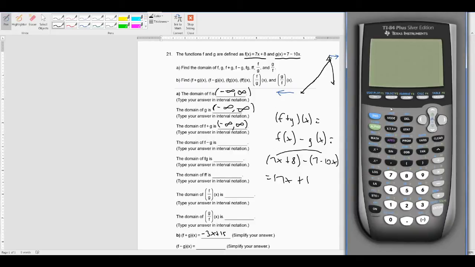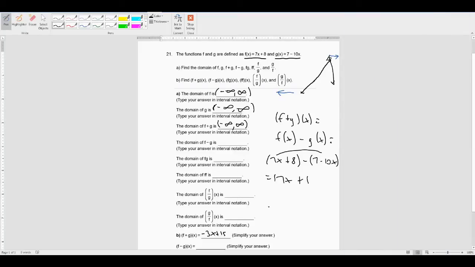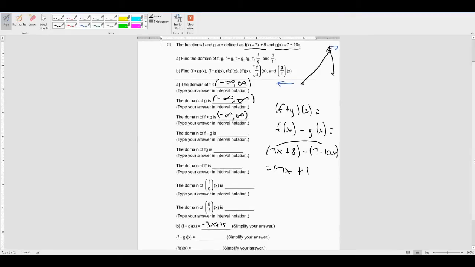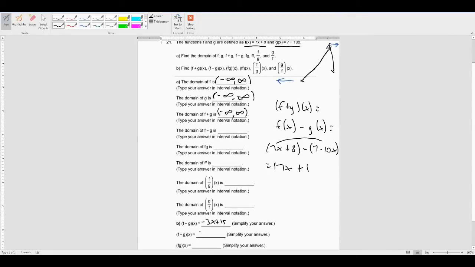And for the same reasoning, because it's going to have the same domain. If you want to graph it, you can always graph it and look left to right. That's all domain is. And it goes from negative infinity to positive infinity. That's not down to up we're looking at. We're looking left to right. So for f minus g of x, that's 17x plus 1, and the domain is negative infinity to positive infinity.